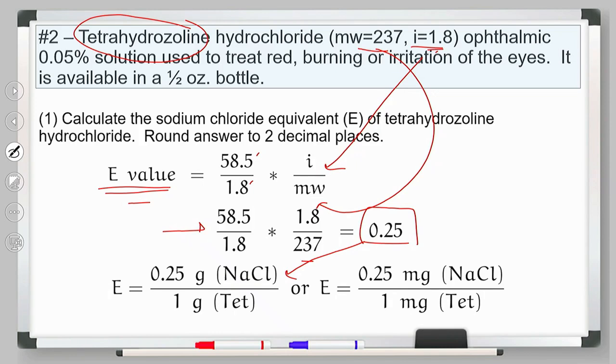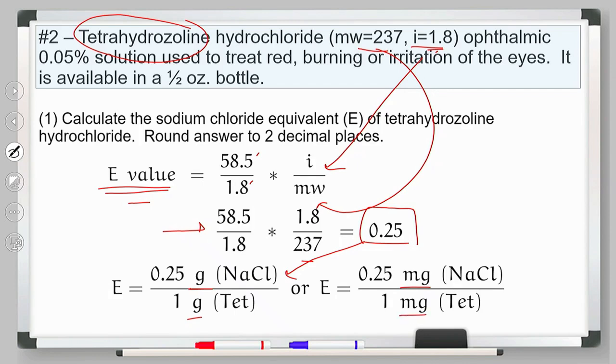So when we're talking about its effects on isotonicity or tonicity, this is how much we can relate of sodium chloride to the drug we're interested in, tetrahydrolysine, okay? All I want you to realize here is that if it's 0.25 grams of sodium chloride per gram of drug, that is the same as 0.25 milligrams of sodium chloride for 1 milligram of the drug.